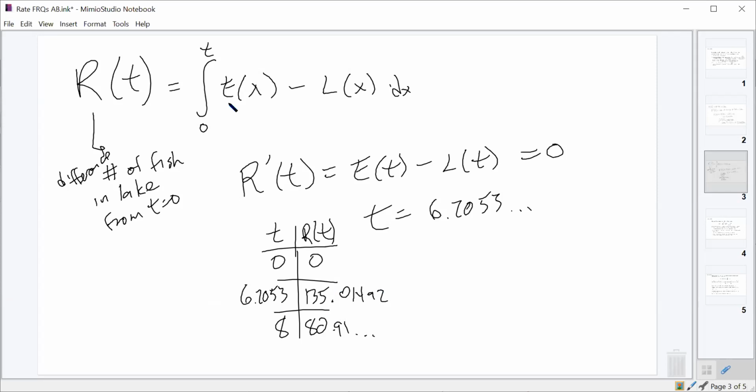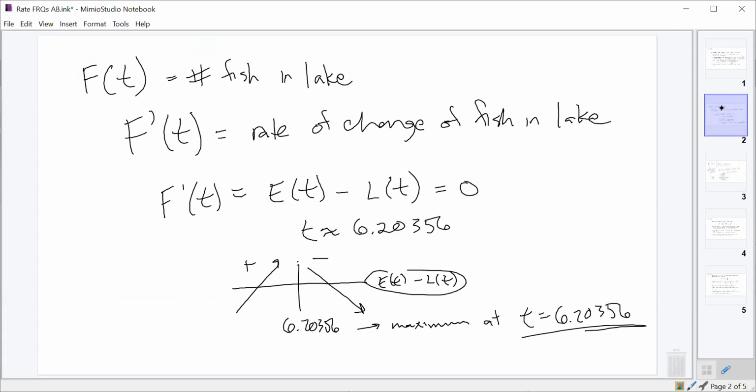But we would need a function here to represent the number of fish different from the beginning. Does that make sense? Yes. Okay. So this is one way to do it. Personally, I prefer doing it this way with the sign chart and just calling this the derivative of the number of fish in the lake. But either way is fine.